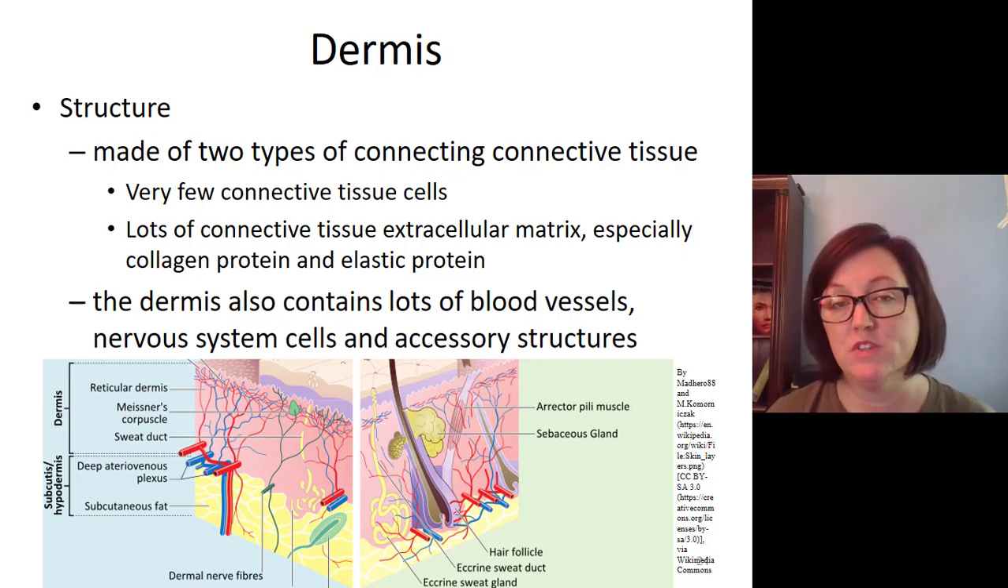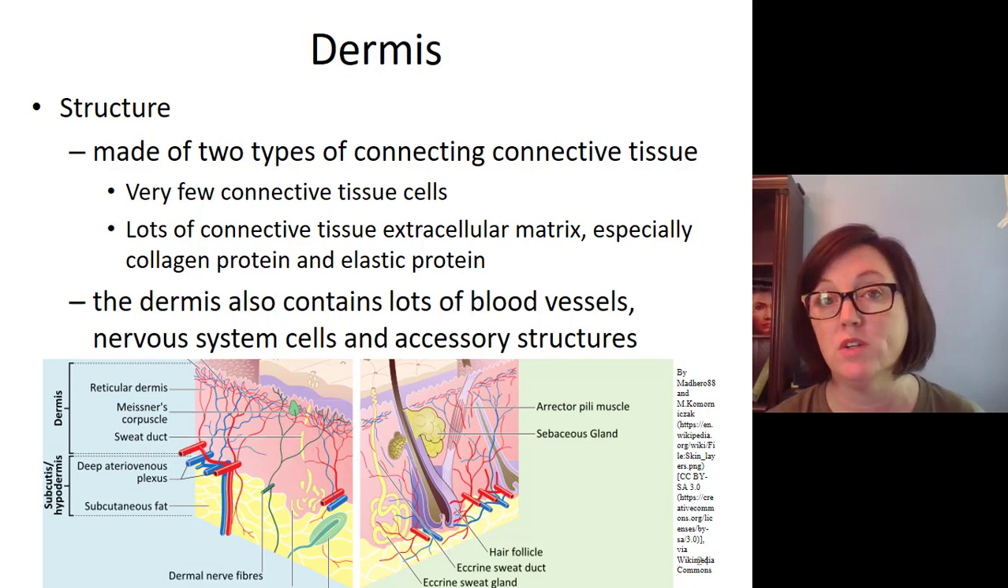The dermis also, in terms of its structure, contains lots of other things inside of it besides connective tissue. So things that we often refer to as accessory structures, like sweat glands and sebaceous glands and hair. And there's also blood vessels in the dermis. There's quite a few blood vessels in the dermis. It's highly vascularized. That's very different from the epidermis. The epidermis was avascular. And there's also a lot of nervous system cells in the dermis. Some of these are pain cells, like I mentioned, called nociceptors. But some of them are there for our sense of touch and our sense of thermal regulation.